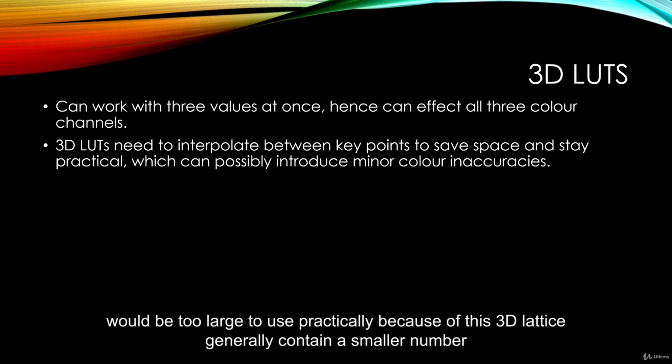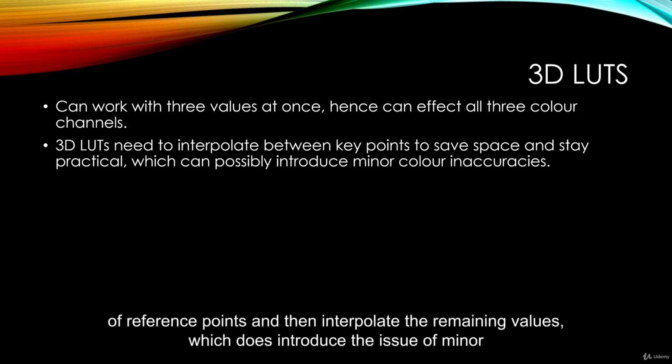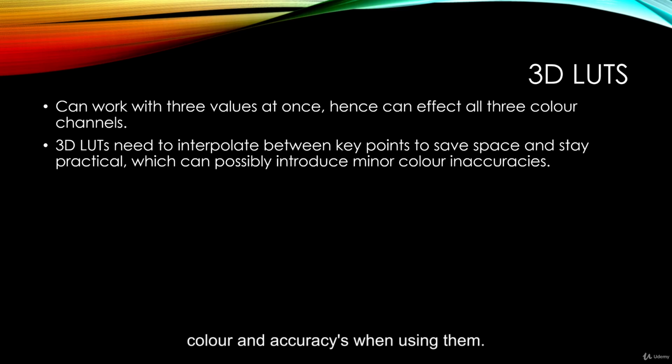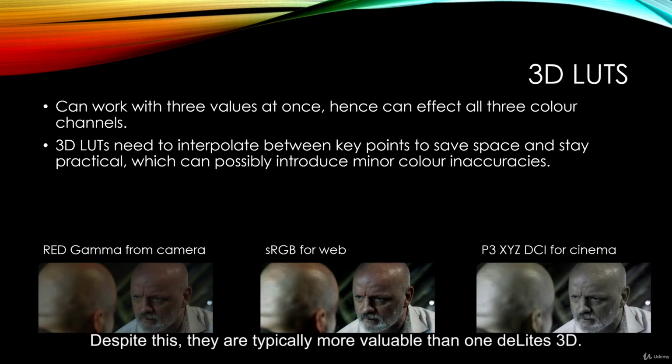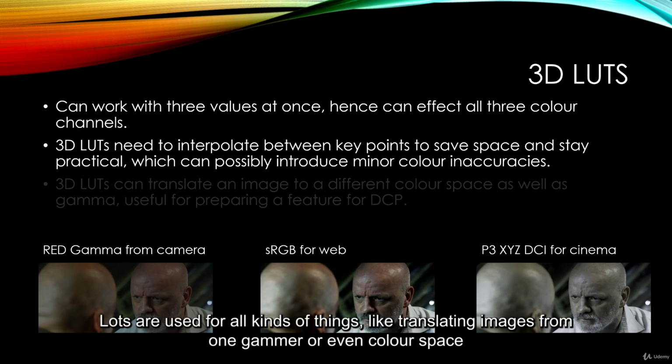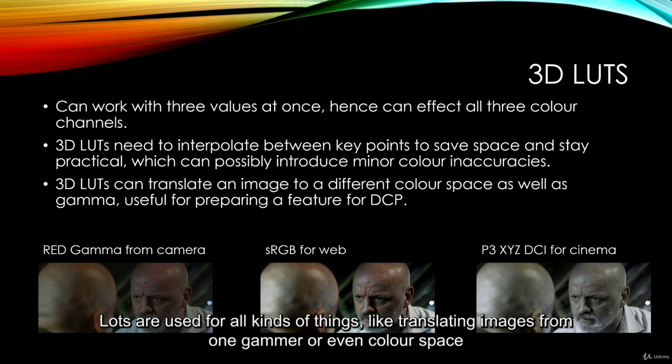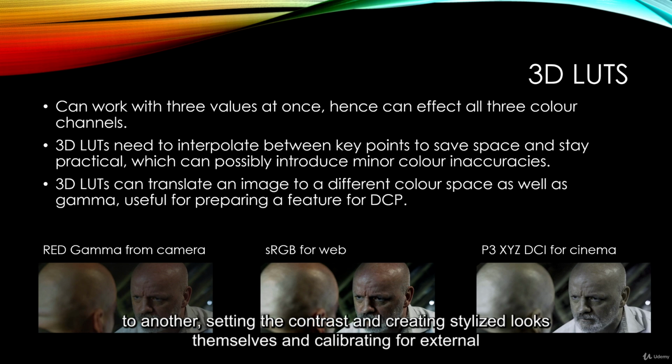Because of this, 3D LUTs generally contain a smaller number of reference points and then interpolate the remaining values, which does introduce the issue of minor color inaccuracies when using them. Despite this, they are typically more valuable than 1D LUTs. 3D LUTs are used for all kinds of things, like translating images from one gamma or even color space to another, setting the contrast and creating stylized looks themselves, and calibrating for external reference monitors.